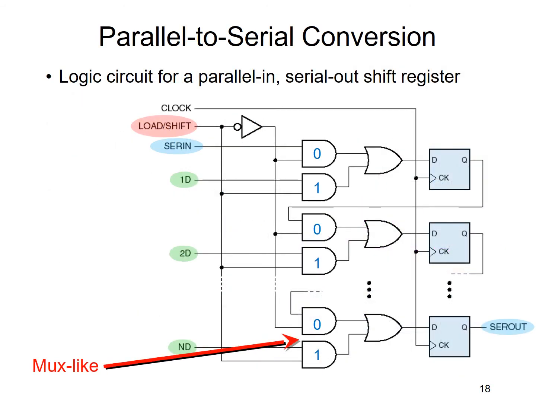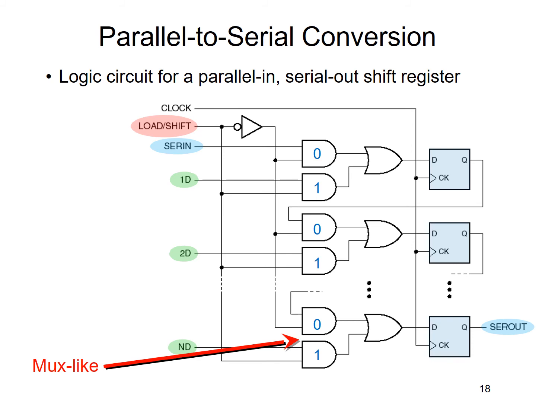Parallel to serial conversion logic circuit for a parallel in, serial out shift register. Here the clock is applied to all the flip-flops and the data available at the inputs will be shifted onto the output, that is, parallel in and parallel out at 1 clock pulse.